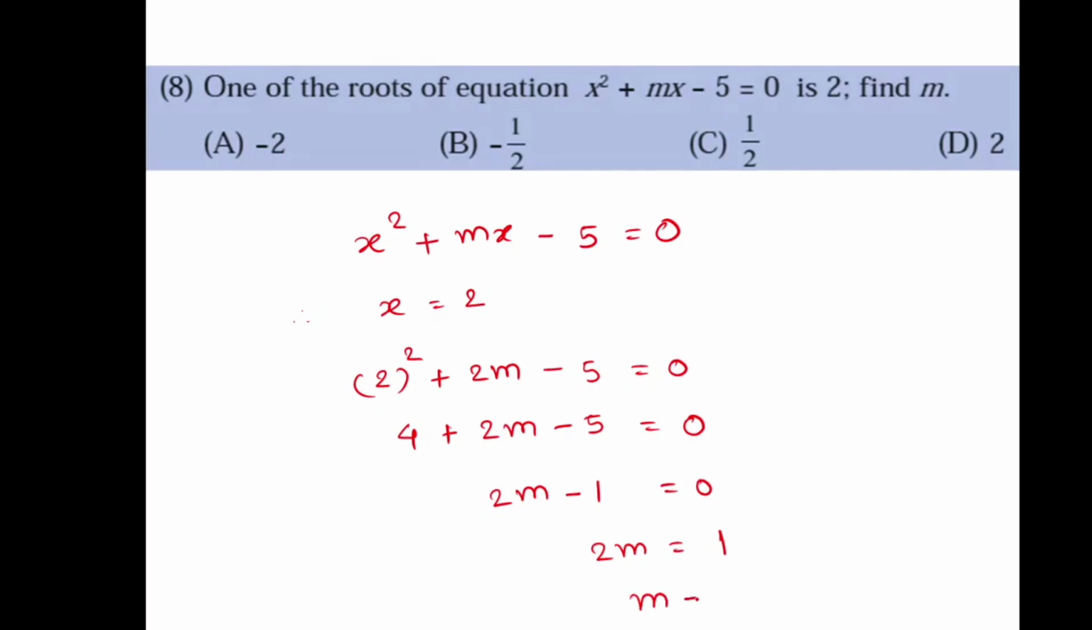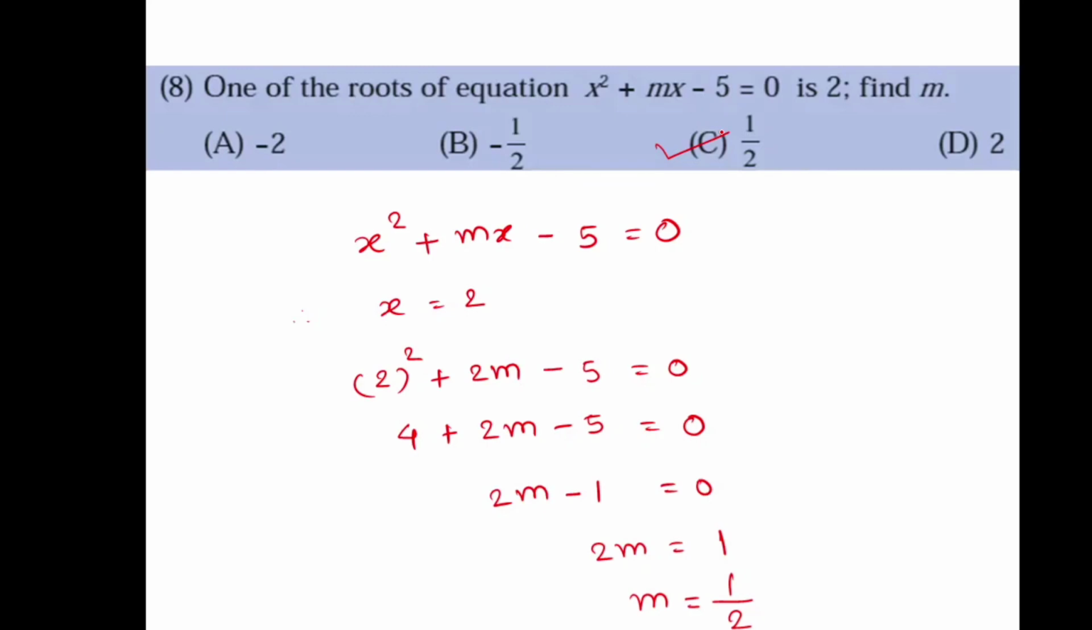And to get the value of m, we should transfer now 2 to the right hand side to have 1 divided by 2. So we get the value of m as 1 by 2, which is given in option C. That's why option C is the correct alternative. So the value of m is 1 divided by 2.